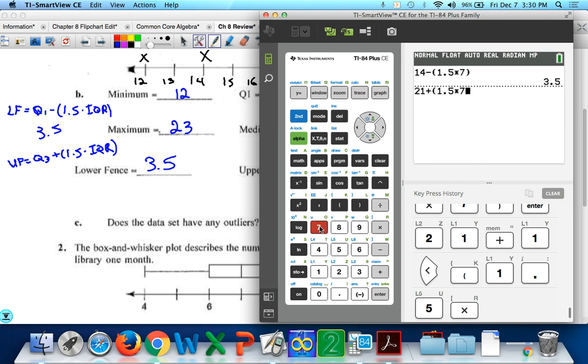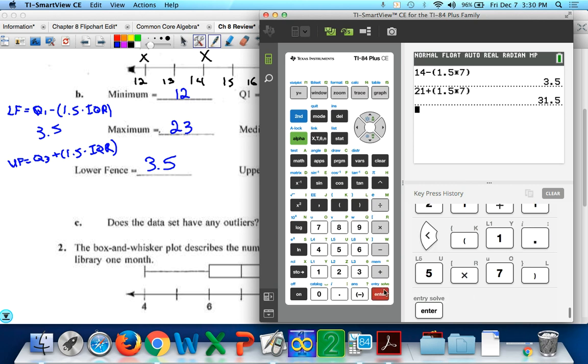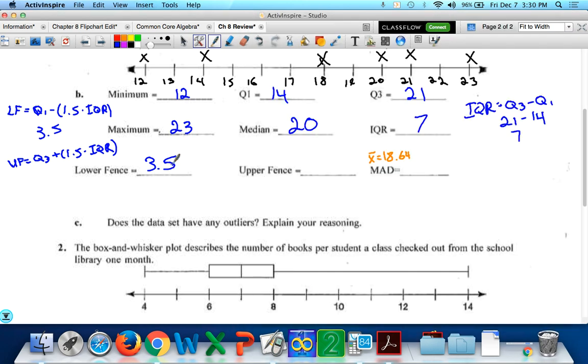1.5 times the IQR of 7, and we get that our upper fence is 31.5. Looking down, I know it talks about outliers here for E. It says, are there any outliers?